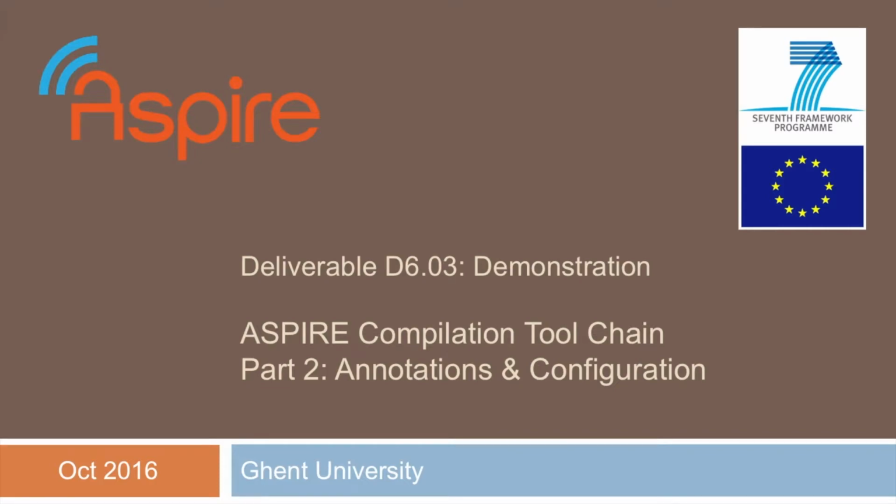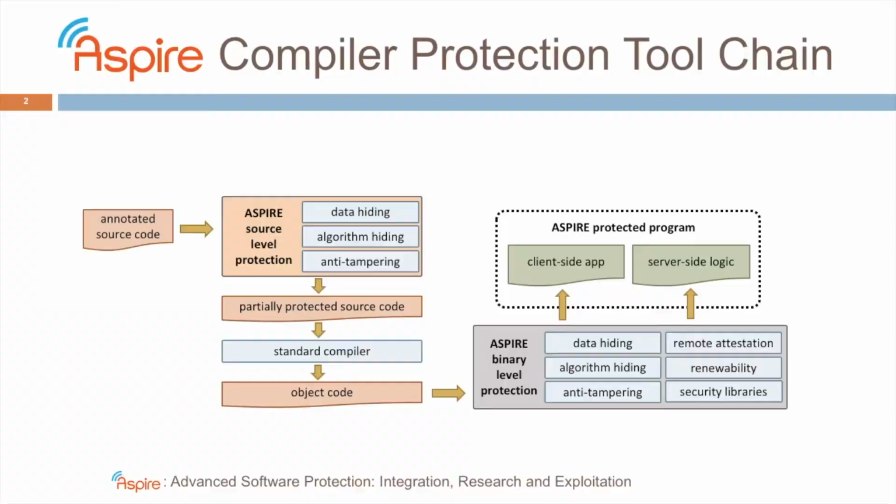Second video on the Aspire compilation toolchain, we will have a look at the annotations and configuration. You may remember that the tool flow looks like this. We start from annotated source code.